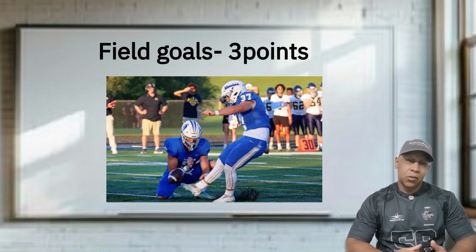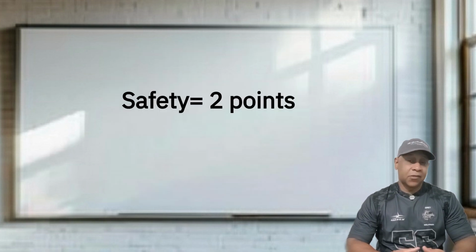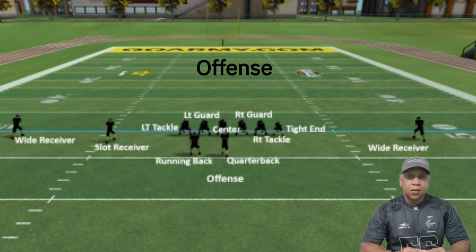Field goal, 3 points. If the offense can't get a touchdown, they might try a field goal. A player kicks the ball between the opponent's goalposts and it's worth 3 points. Safety, 2 points. A safety is rare, but it happens when the offensive player with the ball is tackled in their own end zone. It gives the defense 2 points.